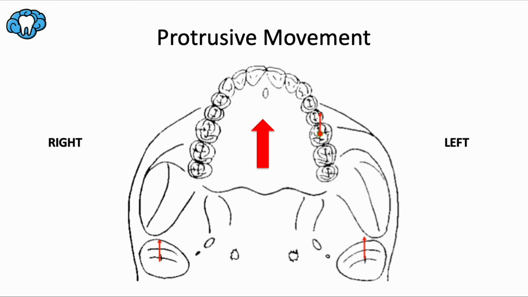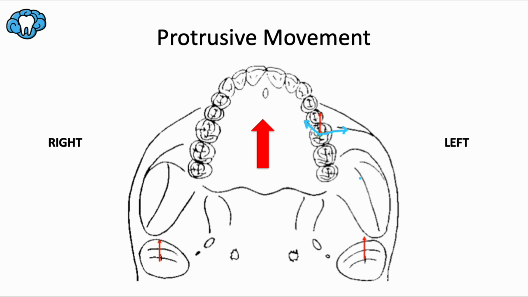Now, to complete the trifecta of dynamic occlusion, here is protrusive movement, where both condyles translate forward. So all the mandibular teeth will move straight anteriorly or mesially as both condyles move forward and down their articular eminences. For this one, the distofacial cusp of tooth number 19 will be traveling through the central groove and eventually over the mesial marginal ridge of tooth number 14. Nice and easy.